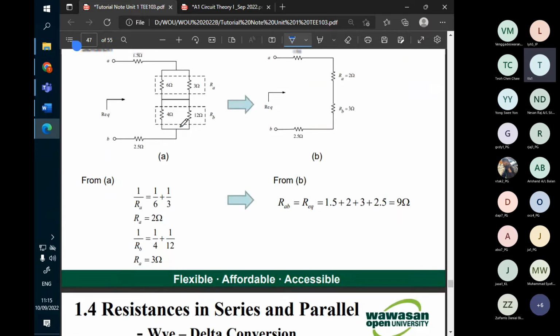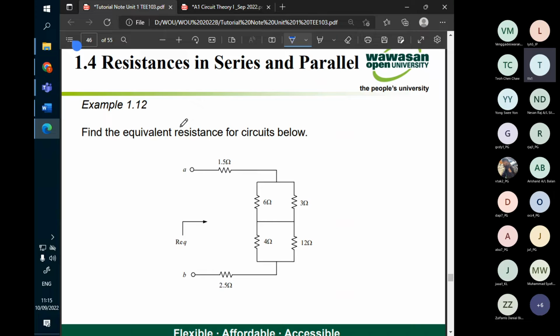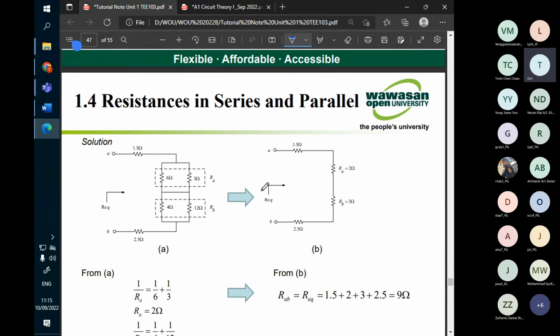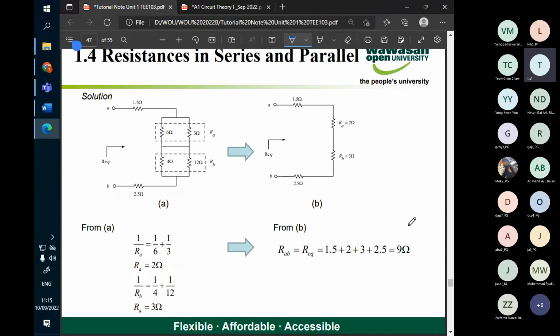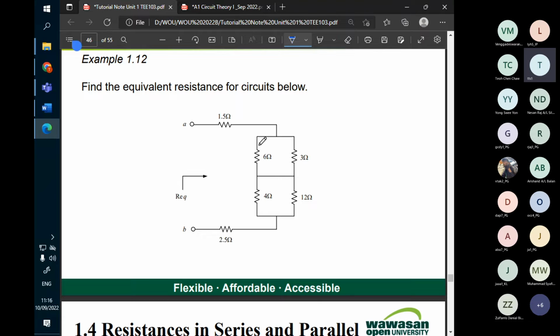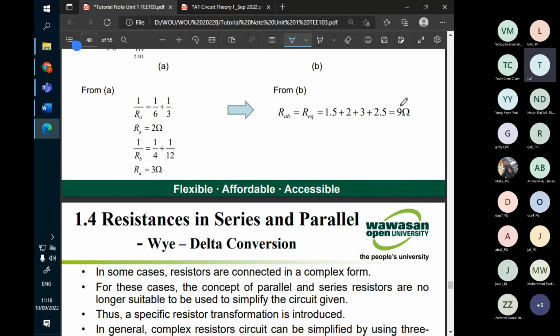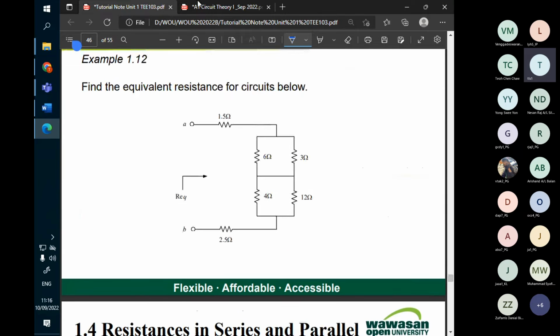But here's a good example for you to learn how to simplify the circuit, to reduce it into only one component. The last component I call RT, R total, which is 9 ohm. You can try to practice this circuit yourself, and see whether you can come up with 9 ohm as the total resistance in the circuit using the parallel and series methods.